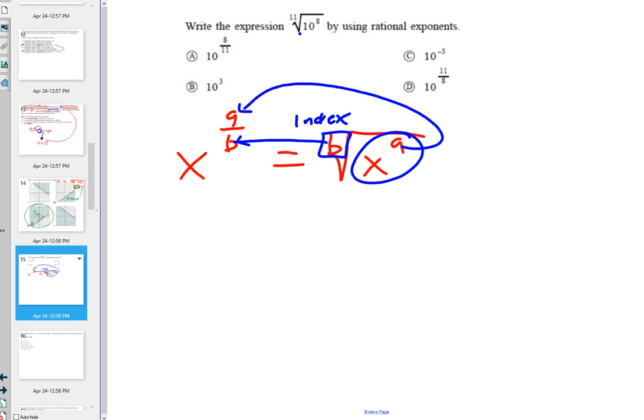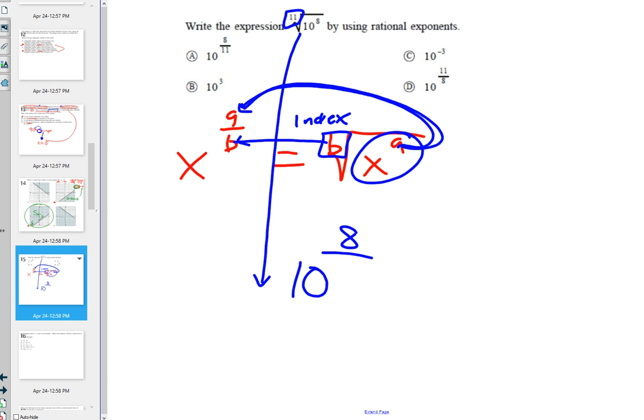So if I were to apply it to this, the 10 stays as the base. What number becomes the numerator? The 8. What number becomes the denominator? What's the index?